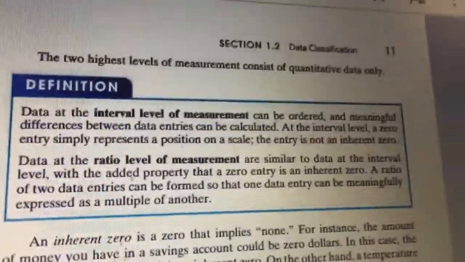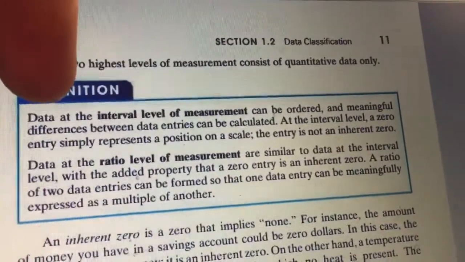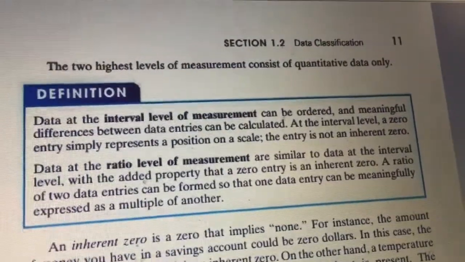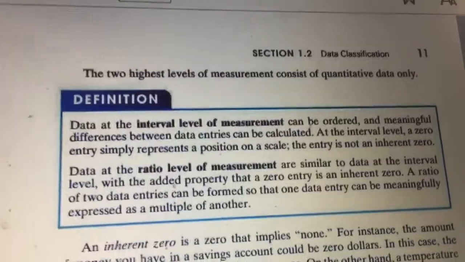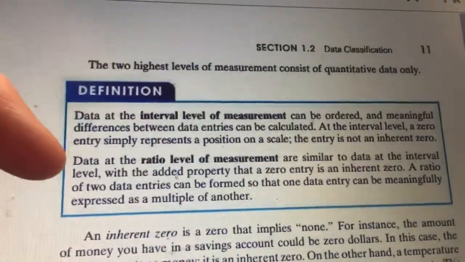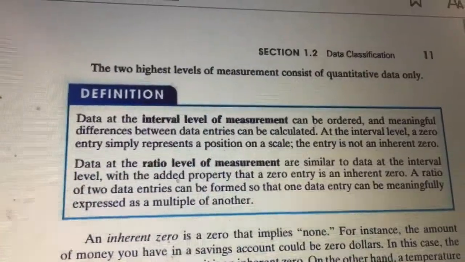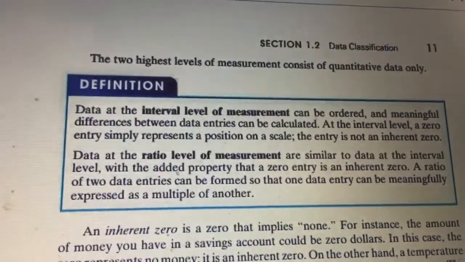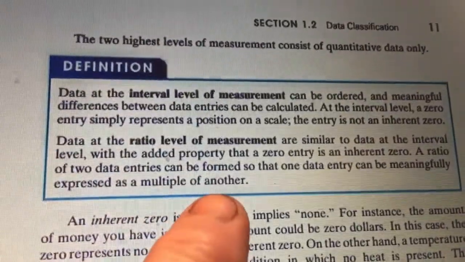Interval can be ordered, and meaningful differences can be calculated. So you can calculate differences between the values. Then we have the next one, which is ratio. You can have differences there, but a ratio also lets you express one value as a multiple of another, it says.